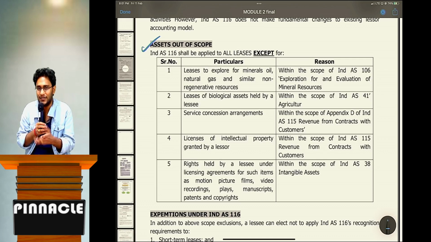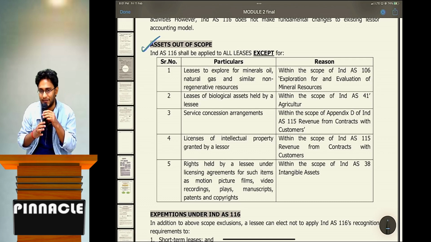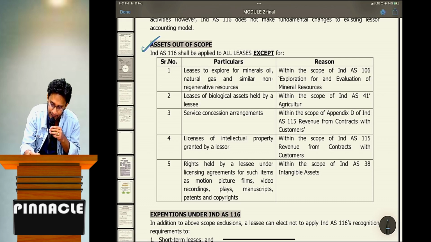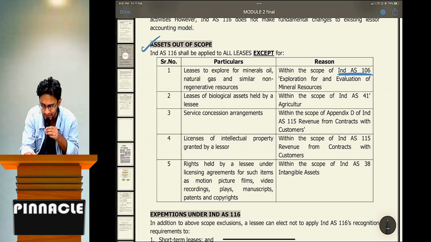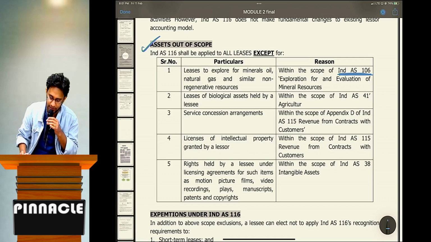In this lease transaction, there is no doubt that fellow is a lessor. I took the asset on lease, I'm a lessee. But for this transaction, there is a separate standard, sir. For these types of activities, a separate standard is there called Ind AS 106. Luckily, 106 is not in your syllabus, so you should be happy with that.